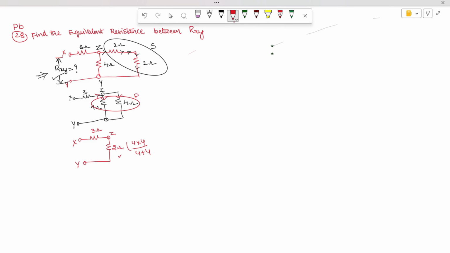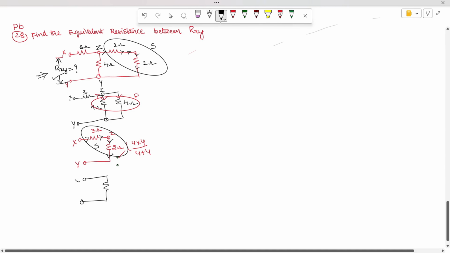So you are going to get 2, and you can see here this current will enter into the 3 ohm and flow into the 2 ohm, and these two are again connected in series. Why? Because the current is constant. Therefore we are going to get a single resistor between the terminals X and Y, which is nothing but 3 plus 2, which is 5 ohm.